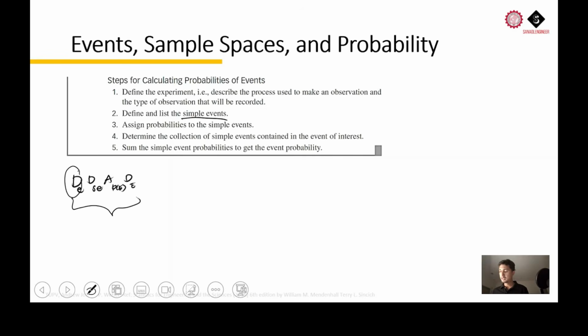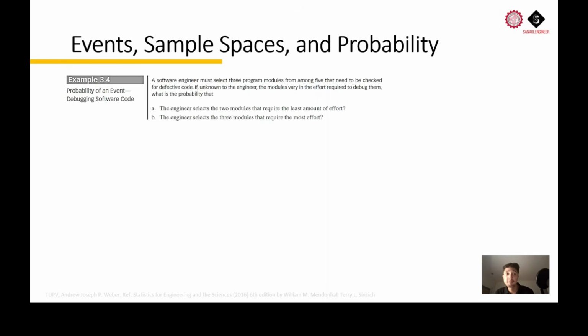First, the details of the experiment, and then second, all the simple events should be defined. Third is what are the assigned probabilities to each simple event, and then answer the question of interest, and that is the collection of specific simple events. Okay, so let's have more examples. Example 3.4. Let's read. A software engineer must select three program modules from among five that need to be checked for defective code. Unknown to the engineer, the modules vary in the effort required to debug them.